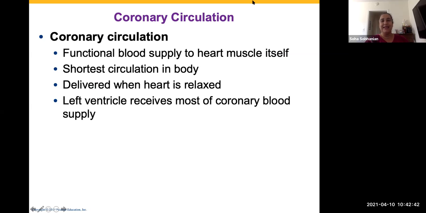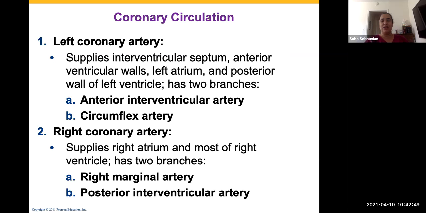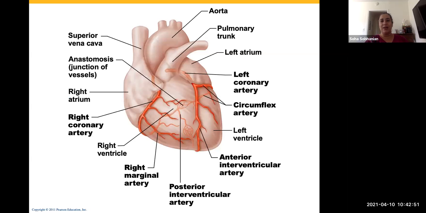So let's take a look at the coronary circulation. I want to show you this on an image rather than just looking at the slides, and we can look at the slides in just a second. So here is my aorta. You can now identify it by the aortic arch and that curvature, basically.